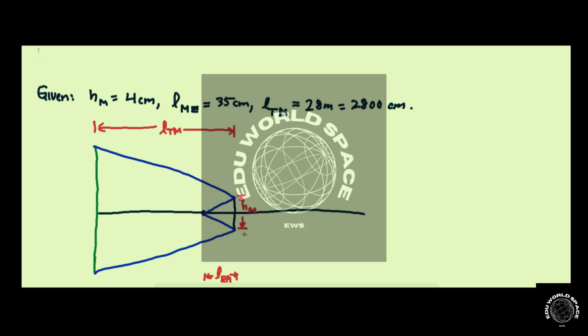And then we want to construct an image of the tree from these reflected rays. And we know that for a plane mirror, the height of the tree and the height of the image formed are the same, and the distance of the image will be the same distance as the object, the tree, from the mirror.